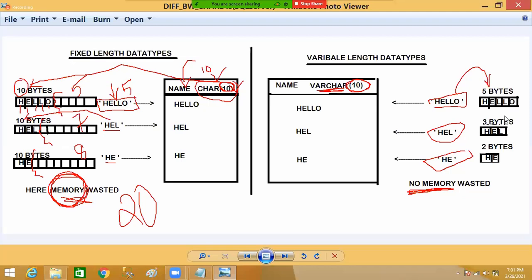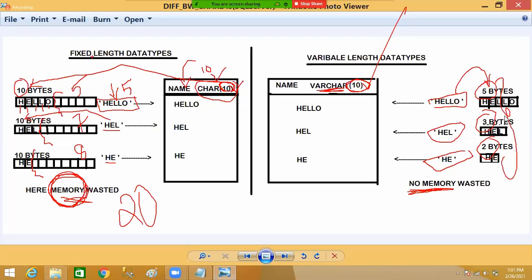So this is the advantage of the varchar data type. That's why varchar is a dynamic nature data type, because the size is dynamically changing. Can you see, I gave 10, but the first attempt allocated 5, the second 3, the third 2. So your memory dynamically changes.